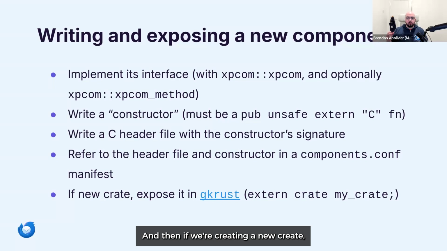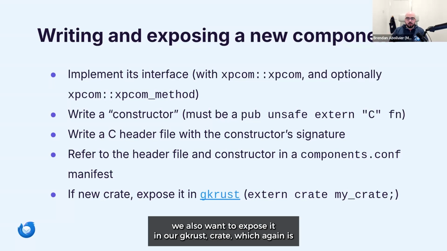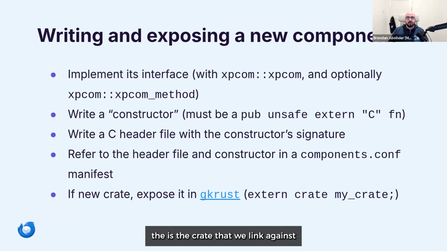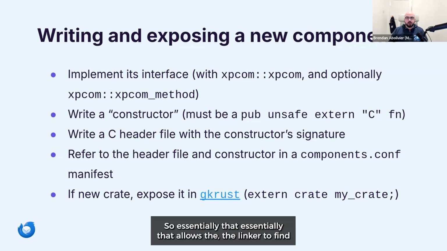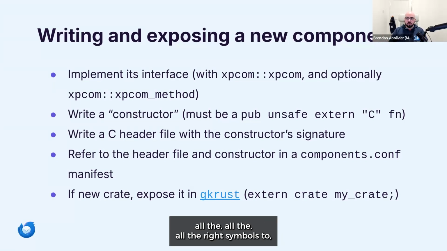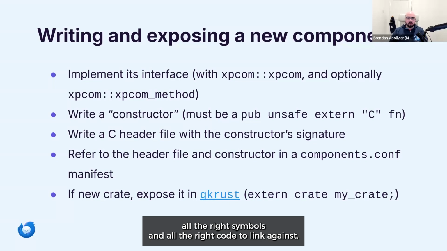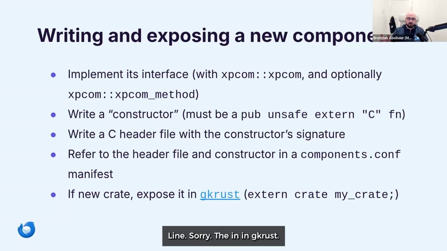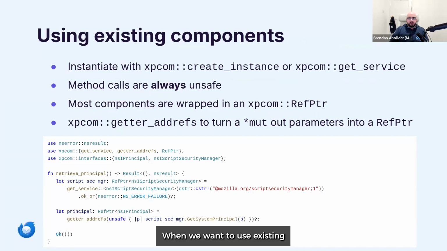And then if we're creating a new crate, we also want to expose it in our GK Rust crate, which again is the crate that we link against when building Thunderbird. So essentially that allows the linker to find all the right symbols and all the right code to link against. And that last part is as simple as just adding an extern crate line in GK Rust.